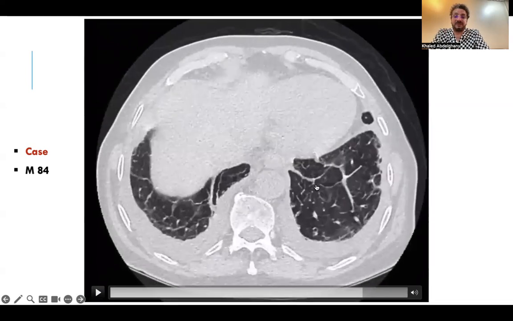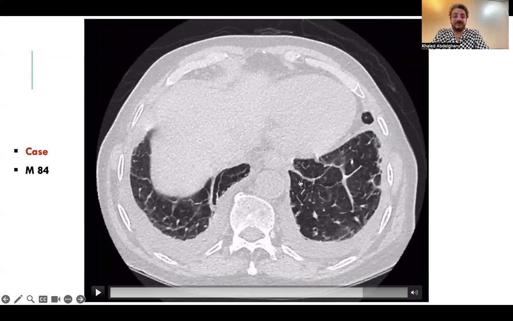We can see here the smooth interlobular septal thickening, the hallmark of diagnosing interstitial pulmonary edema. As you can see here, it's outlining the secondary pulmonary lobules, nicely seen all over the lung bases.